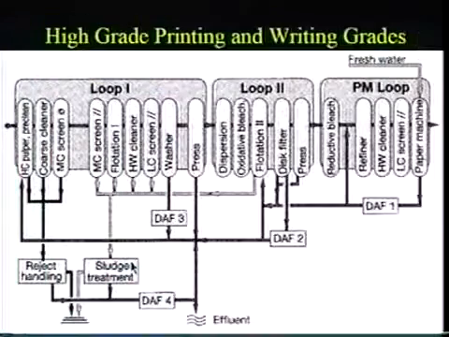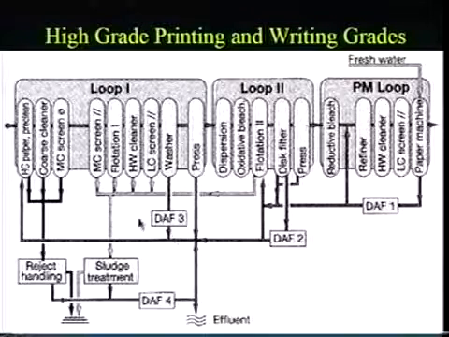So if we go back to our slides, again, we can think of the high-grade printing and writing grades. We can break the system up into loops. So we've got a paper machine loop, we've got a loop 2 and a loop 1 here. For our paper machine loop, again, because we're very interested in the final brightness and cleanliness of our product, we're going to use all our fresh water in the paper machine loop. Okay? And then that water will be recycled to loop 2 and loop 1. And then again, we're going to have the dissolved air flotation clarifier that's actually sending water back to loop 2, and then loop 2, the DAF2, is sending water back to loop 1.